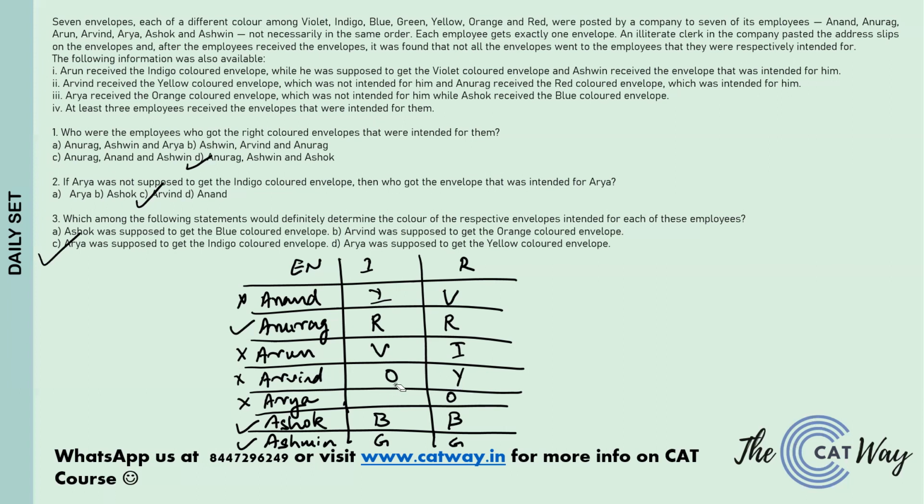Sorry, indigo is what she received. So that means Arvind will be receiving orange, and that means Anand will be receiving yellow. So with the help of the third statement, we have finally found what color was intended for each of these people. So option number C will be the correct answer. I hope you have understood the set well, guys, and thanks for watching the video.